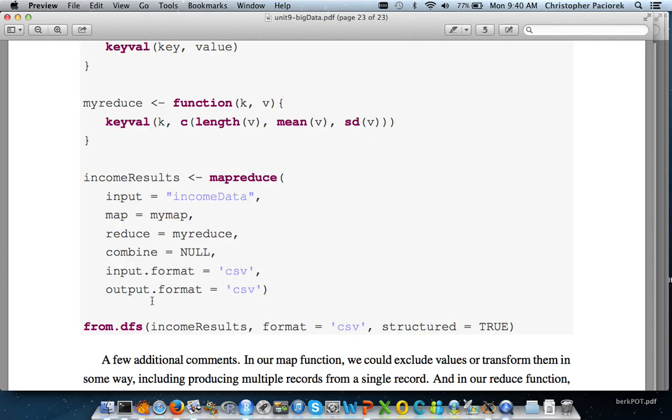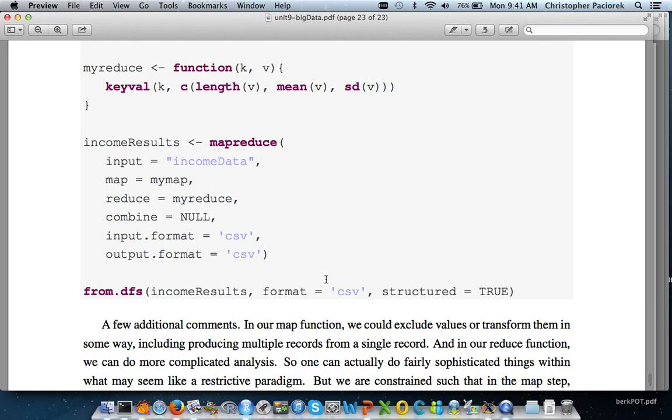And so that would actually go through and churn through and do all these calculations. And then if you wanted to see what the actual results were, there's a from.dfs function, from the distributed file system, that will take the object that is representing the output here and should return it back. So I think this would return it back in the form of an R data frame. So that should give you the summary information on income.